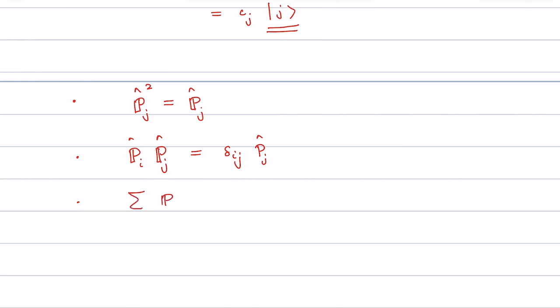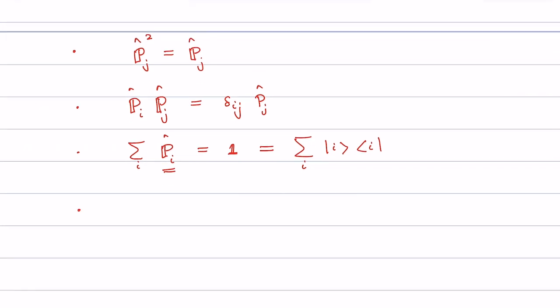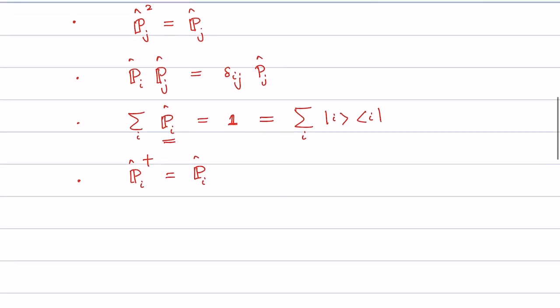So you have this, the so-called completeness condition, because this is equal to the identity operator. In fact, it is easy to see this, because P_i is nothing but |i><i|, and as we know this is the so-called completeness condition. Also, projection operators have to be Hermitian, and it is easy to see P_i dagger is equal to P_i. Okay, this is Hermitian.